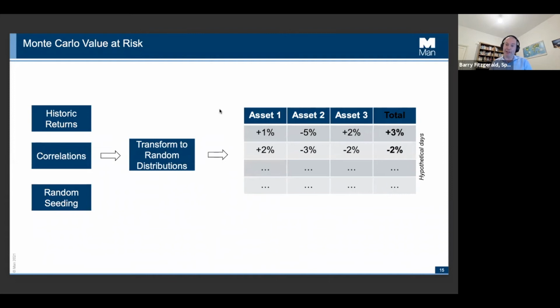So there is some quite fancy maths in getting that to work. But then from that, we can form essentially a big list of hypothetical days, like on the first row there. On this hypothetical day, we believe asset 1 will go up 1%, 2 down 5%, and asset 3 up 2%. And we know from our correlations and the historic returns that's a believable day.